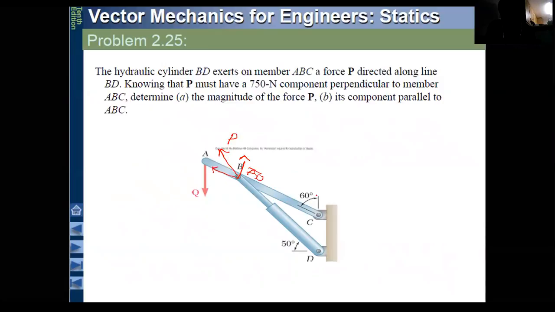Well, we have the geometry here. We have the angles here. So we can determine the sine of theta and cosine of theta, and then calculate the force P from its component.